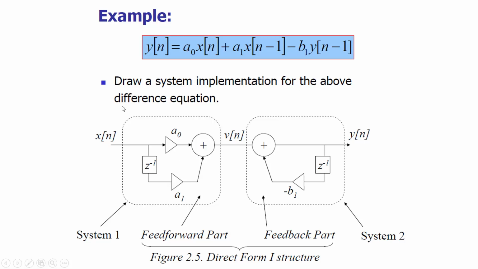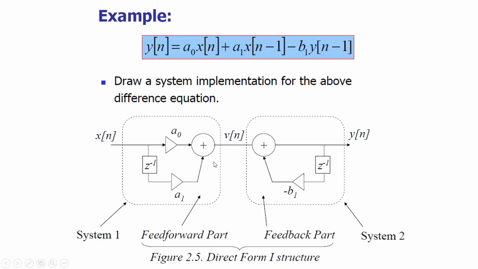So xn is the input, we start from here. First of all, it has to be multiplied with the scaling factor a naught. Then it is added with xn minus 1. So we put a delay element here and we also multiply it with a1. So at the output of this delay element will be xn minus 1, which will then be multiplied by a1. So a1 xn minus 1 from this side, and a naught xn will come, that will form vn.